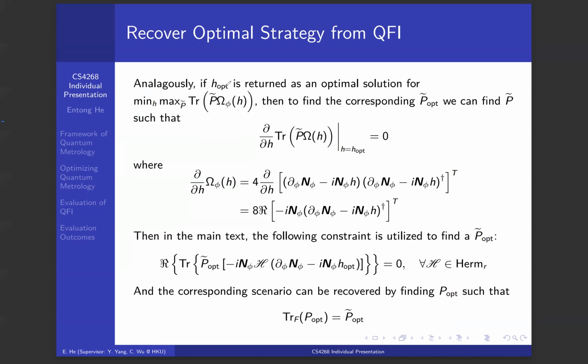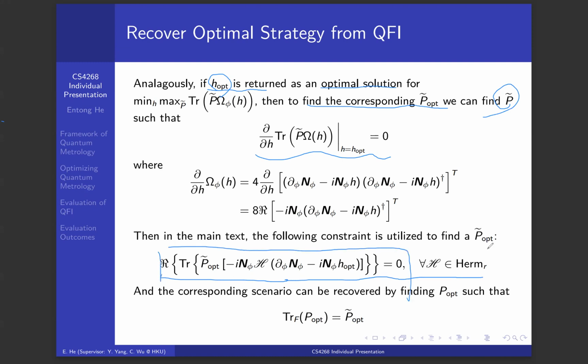Analogously, if the optimal value is returned as the optimal solution, to find the corresponding optimal y tilde p, we can find y tilde p such that this equals 0. In the paper, they skip the calculation and claim that it suffices to find the optimal y tilde p such that the real part of this function equals 0. So the corresponding strategy can be recovered by finding the optimal p such that tracing out the system on F will result in the y tilde p we found.